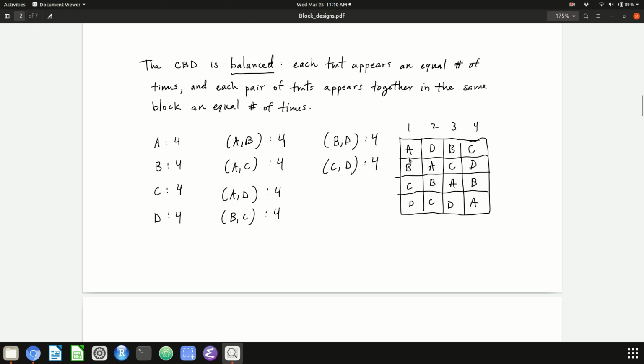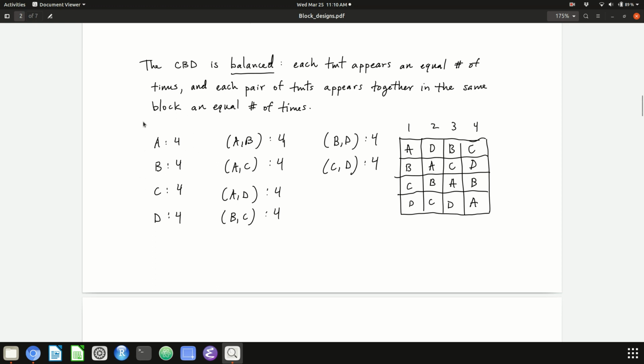So the first thing we need to do is count the number of times that each treatment occurs, A, B, C, and D. So A, it appears once, twice, 3 times, 4 times. B is 1, 2, 3, 4. C, 1, 2, 3, 4. D is 1, 2, 3, 4. So each treatment appears 4 times.